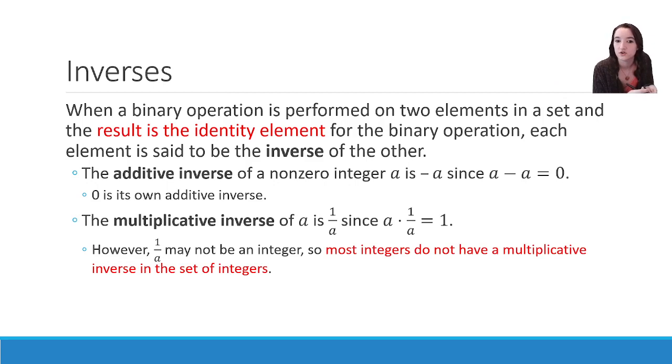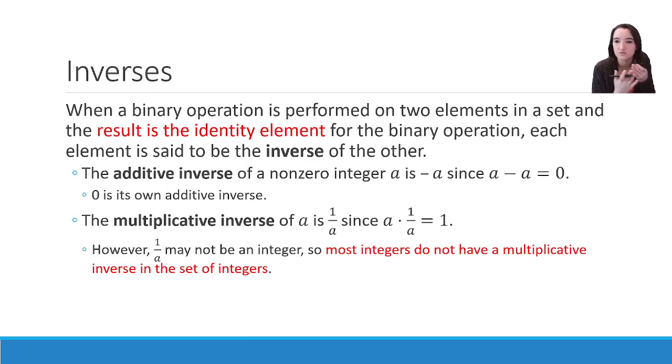Then the multiplicative inverse of a is 1 over a, because a times 1 over a equals 1. However, we do have to be careful that 1 over a may not be an integer, so most integers don't have a multiplicative inverse within their own set. We have to expand things a little bit. But if I'm in the set of real numbers or the set of rational numbers, then I get those inverses. 2 times 1/2 is 1. 3 times 1/3 is 1. 17 times 1/17 is 1.